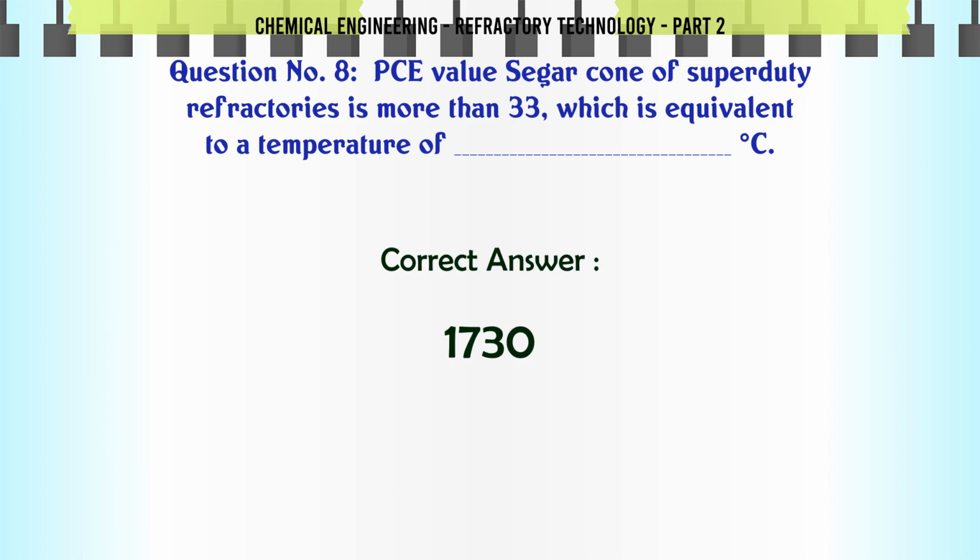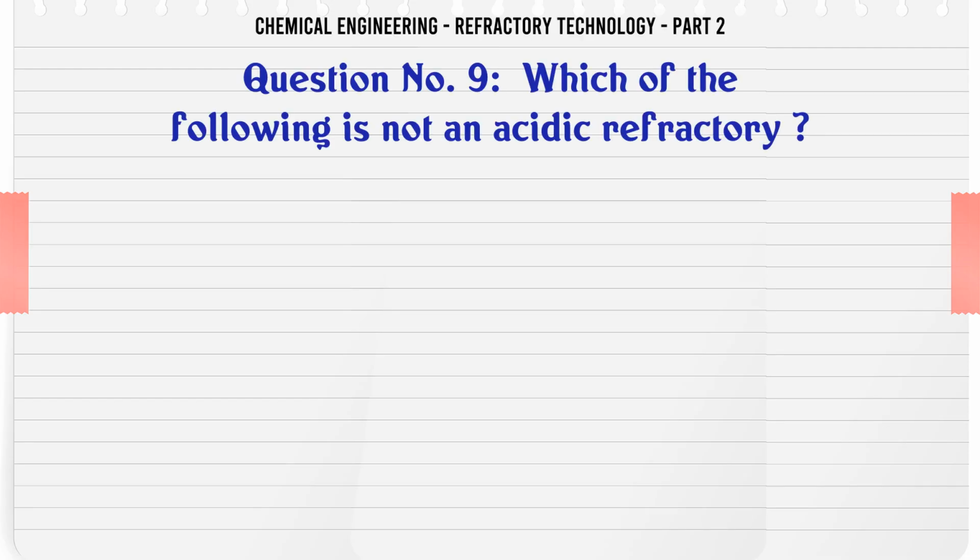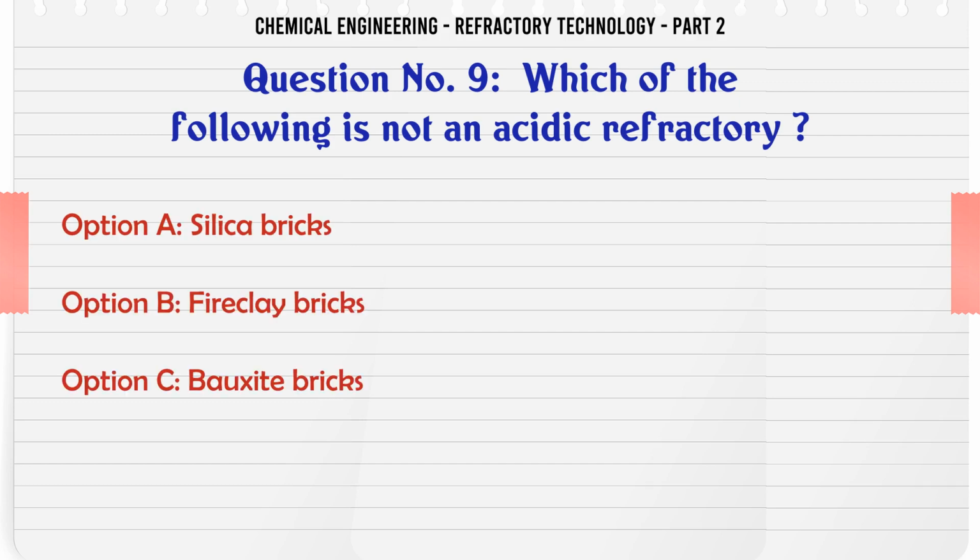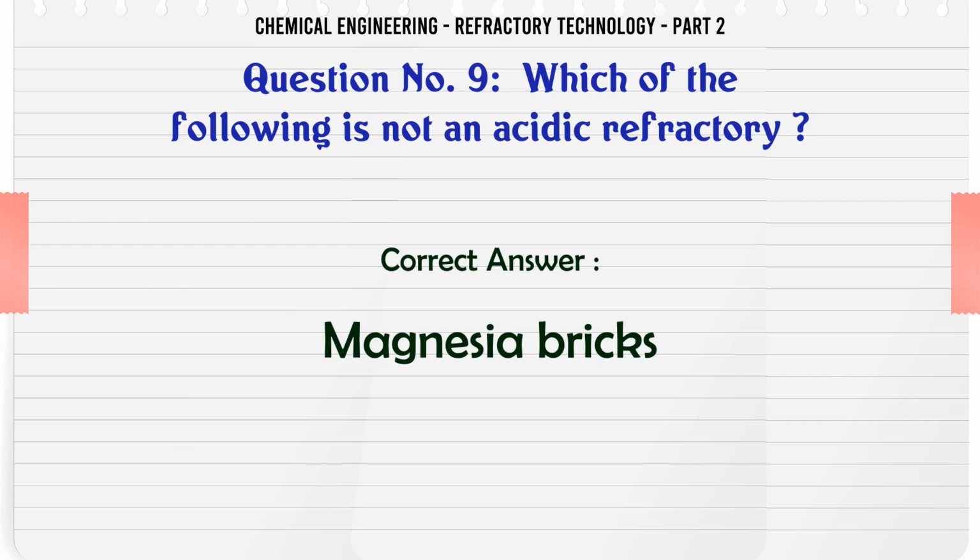1730. Which of the following is not an acidic refractory? A. Silica bricks. B. Fireclay bricks. C. Bauxite bricks. D. Magnesia bricks. The correct answer is magnesia bricks.